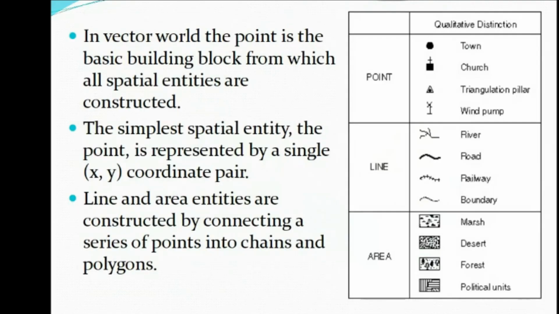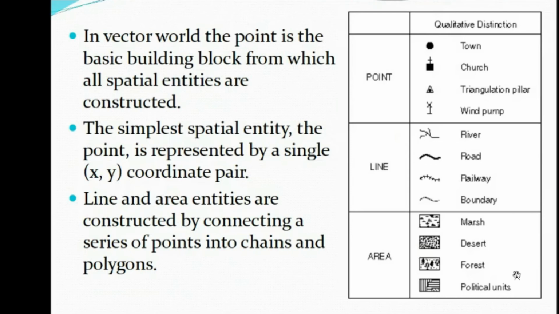Here I wanted to show you a few features which can be represented using vector data features, so-called point, line and polygon. The discrete features like town, church, triangular pillar or wind pump can be represented using a point. From the example itself we can make out that these are all discrete, single features which have only one dimension. And linear features, all the features are linear here, like boundary, railway network, road, river, or it can be a cable network or a pipeline network.